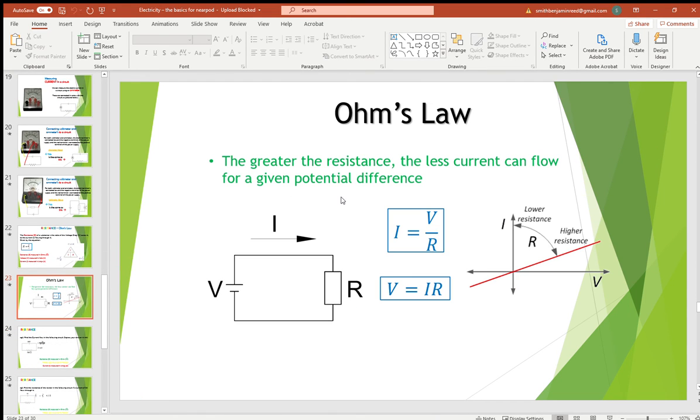So Ohm's law is basically telling us that the greater the resistance of a material, the less current can flow given a specific potential difference. So what that means is if this resistance is really high, then our current is going to be really low. But the lower our resistance is, the higher our current becomes.